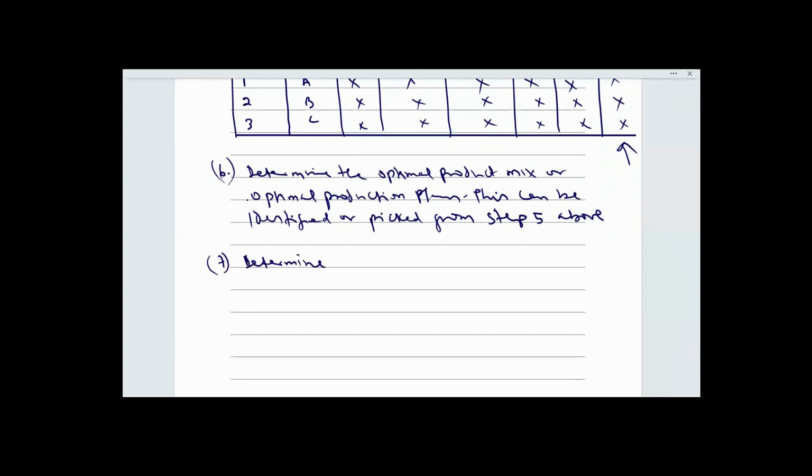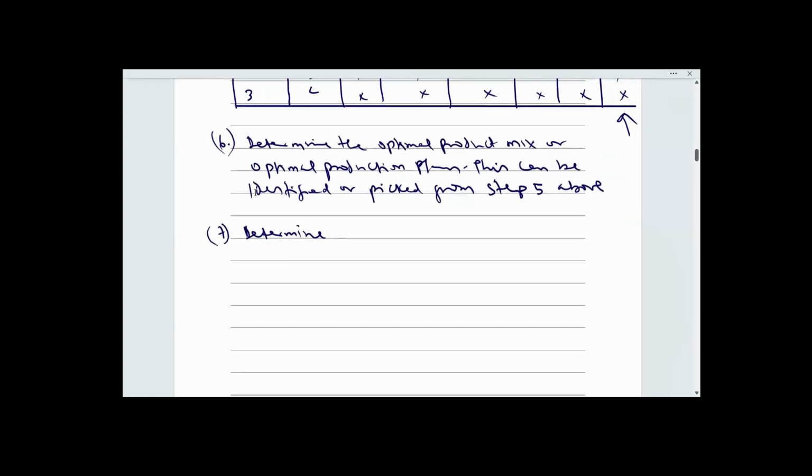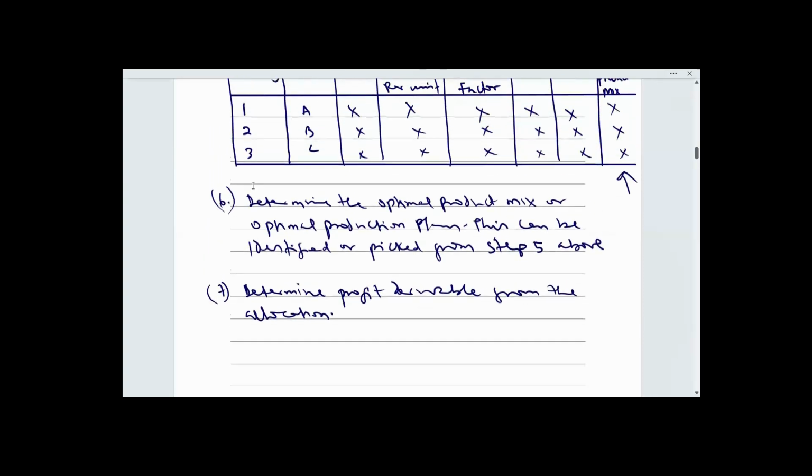Now, in this step 6, where you have minimum allocation, you are going to have more than one allocation. So that minimum allocation plus the optimal product mix you have in this table, you add the 2 of them together, that will be the total optimal production plan that you are going to produce to maximize contribution. So step 7, examiner can ask you to determine the profit derivable from the allocation. Okay, so that's all you need to do.